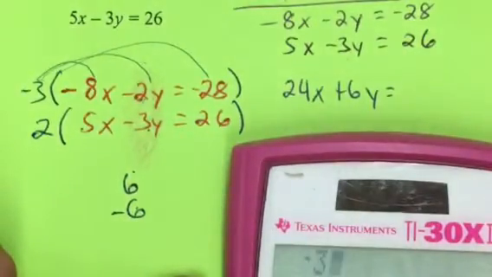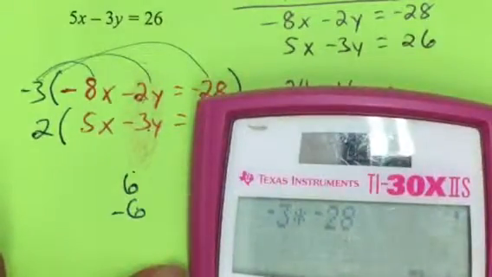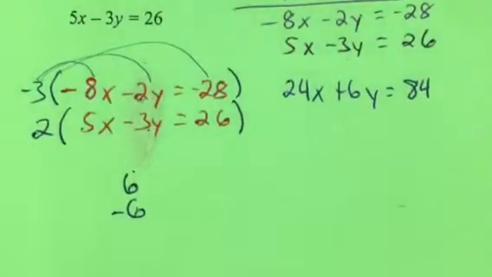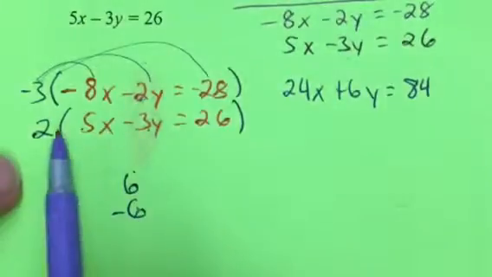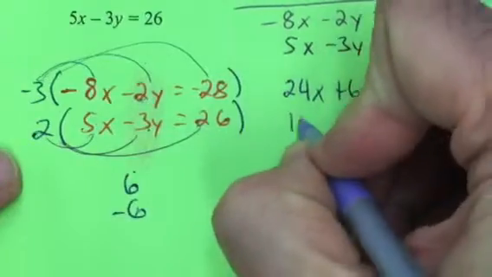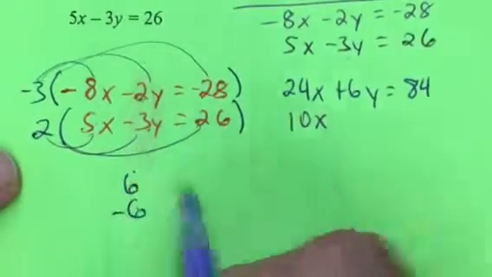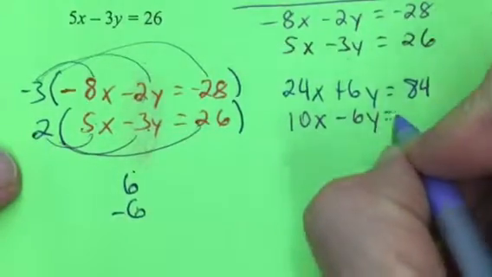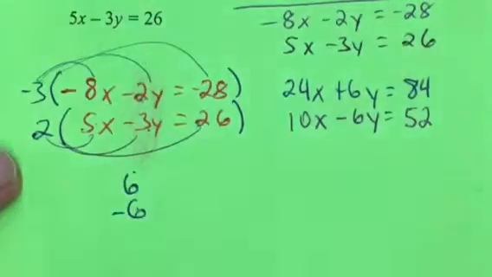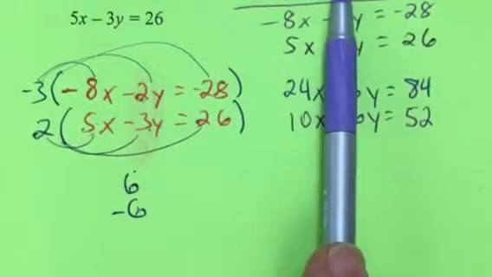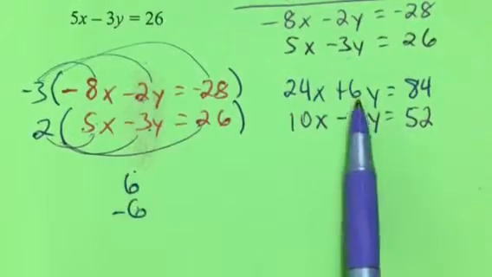Negative 3 times negative 28, 84. Now I'm going to do this one. 2 times 5, 10x. 2 times negative 3, negative 6y. 2 times 26, 52. I now have opposites. First, I lined them up. Brought them over here. Multiplied to get opposites.